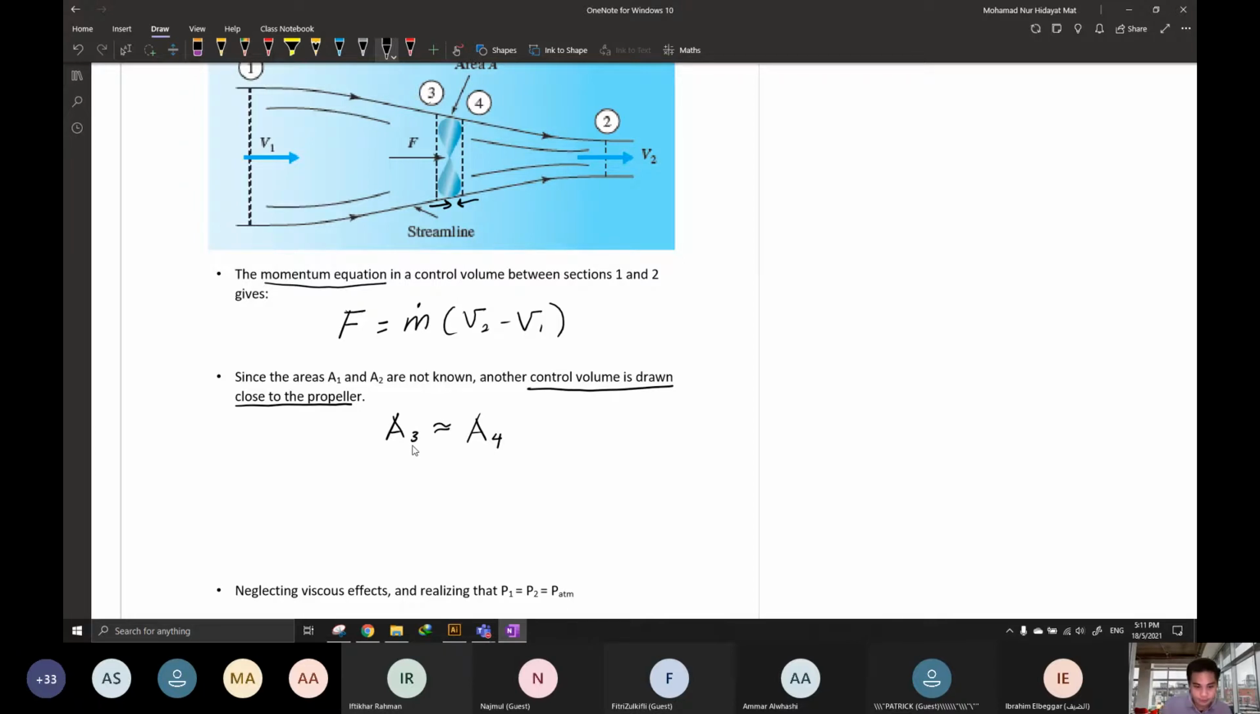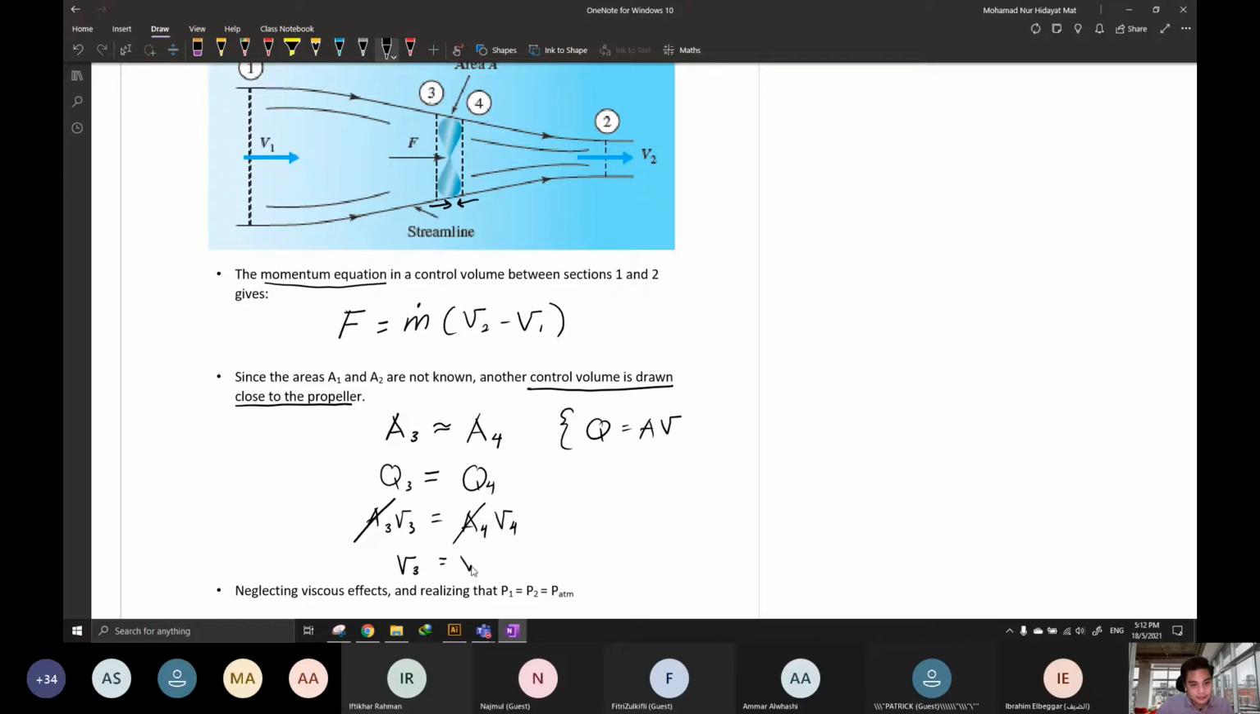So because of this, apply the continuity equation Q equals AV. We know that Q3 and Q4 are the same, based on the conservation of continuity. So A3 V3 equals A4 V4. Area is the same, so can we cancel area 3 and area 4? Thus, we get velocity 3 is the same as velocity 4. Very simple.